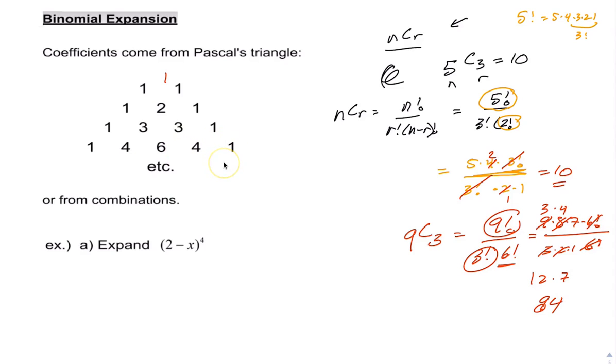So if I want an extra row, I'll bring the 1s down. Add these 2 up, and I get 5. Add these 2 up, I get 10. Add these 2 up, I get 10. Add these 2 up, I get 5. And so on and so on.